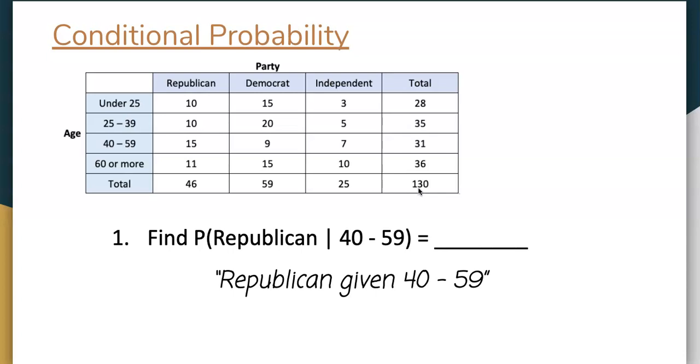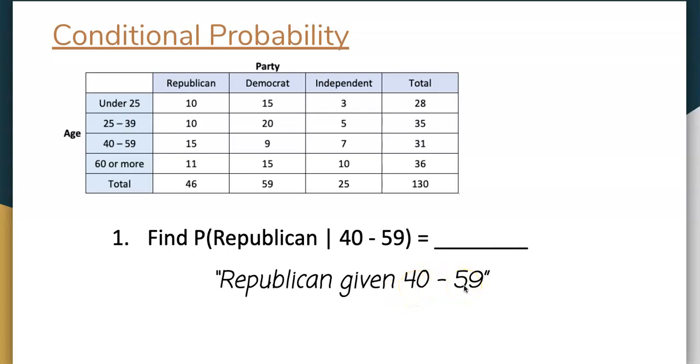That makes so much sense in a table, but I want to make sure that you know how to read this notation. This is something we did before spring break. Let's read the first one. Find the probability that a person is Republican given that this person is in between 40 and 59. So look at what I typed up here for you. Republican given this person is in between 40 and 59.